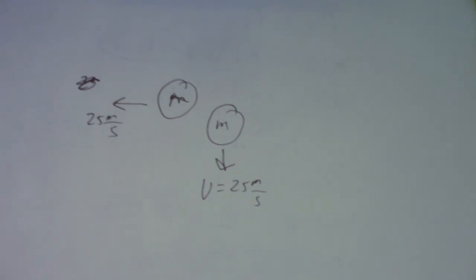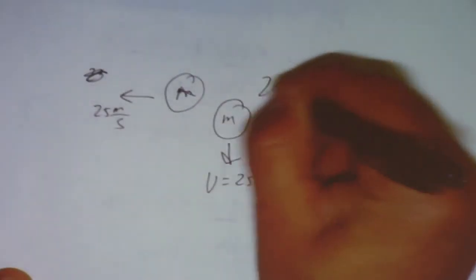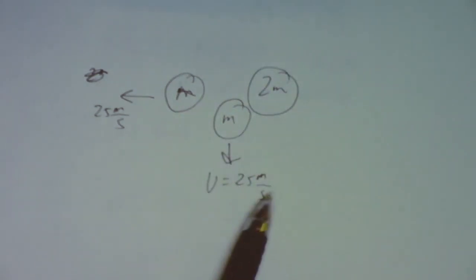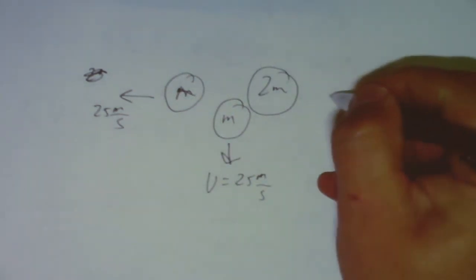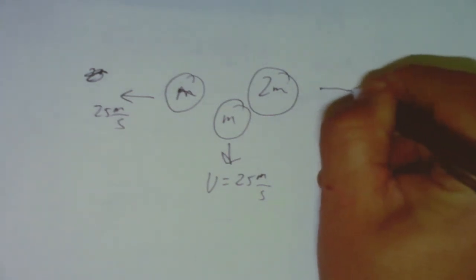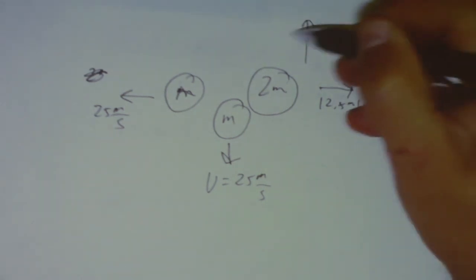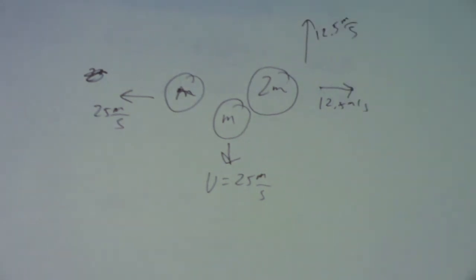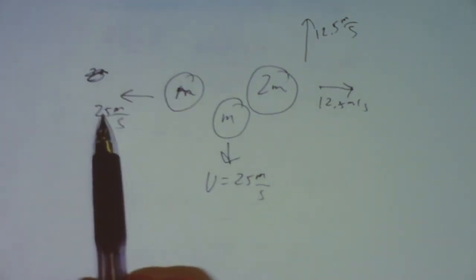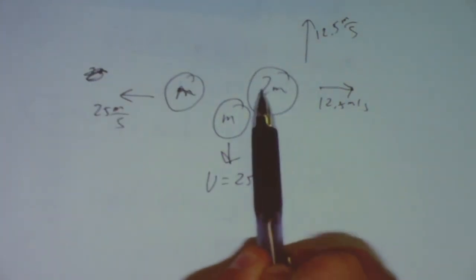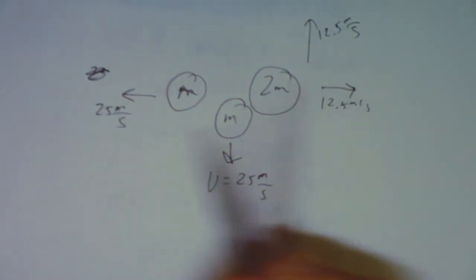This is really the same thing. This thing is exploding into 3 pieces, and we want to know how fast this third piece is moving. Well, before this explosion, there was no momentum in the x direction. So afterwards, there could be no momentum in the x direction. So I'm saying that this big mass has to be moving this way at 12.5. The reason is, in terms of momentum, this has 25 times m. This is 2m times 12.5. Those balance out.